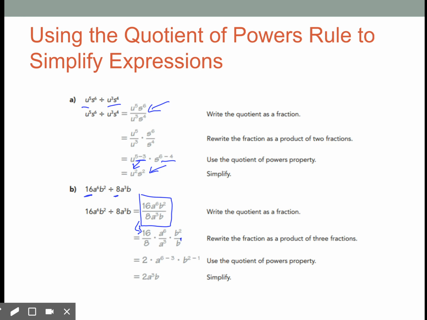Anytime you're just dealing with numerical terms, you're going to simplify by actually evaluating. So 16 divided by 8 is 2. And now for the a's, you will apply the quotient of powers property and subtract the exponents. And same with the b's. Apply the quotient of powers, subtract the exponents. So we are left with 2 times a to the 3rd power times b.